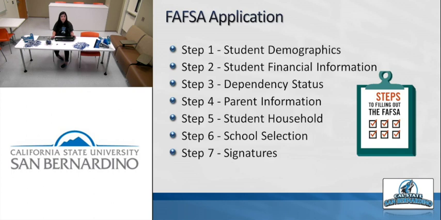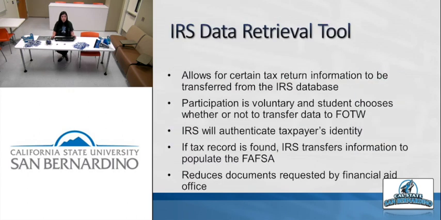If you are dependent, you will fill out parent information. You can use the data retrieval tool if they would like to link their information from the IRS to the application. And then it would be their household, which would be your parents, yourself, and any other dependents that they support. And then it would require a signature for both you and your parents. The IRS data retrieval tool allows for certain tax return information to be transferred from the IRS database.